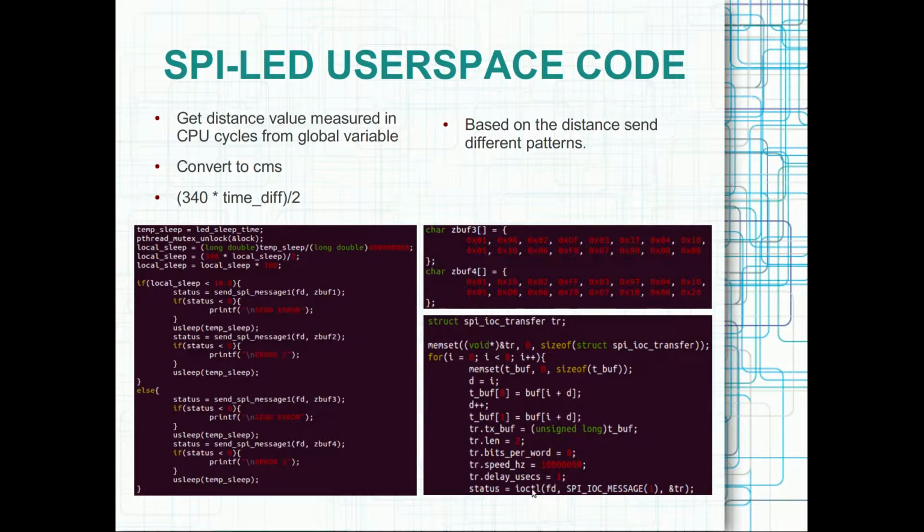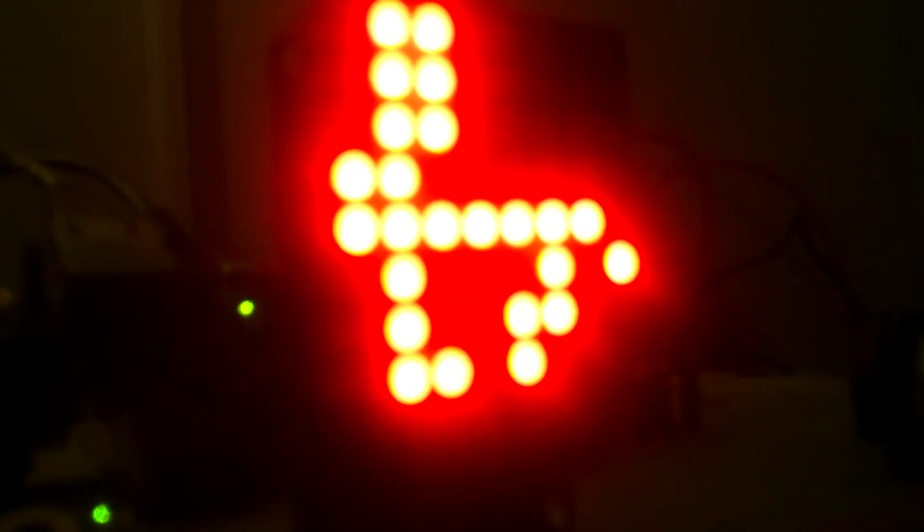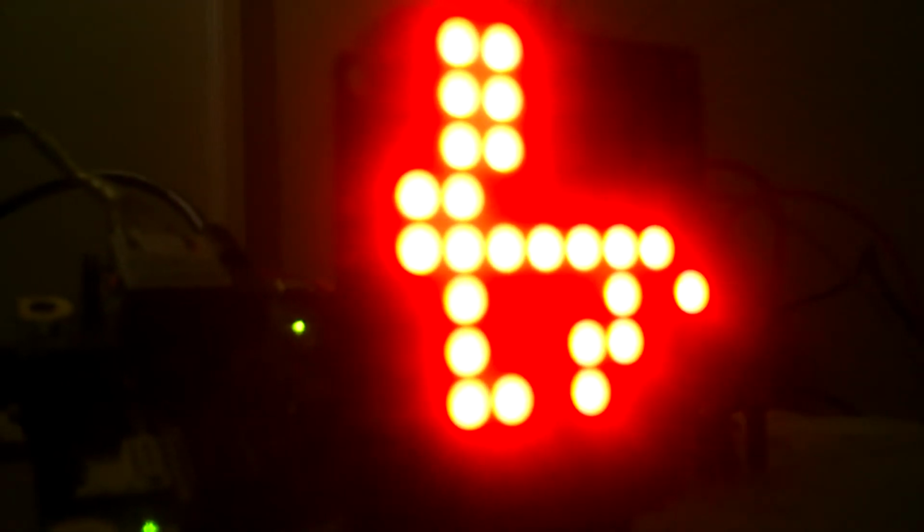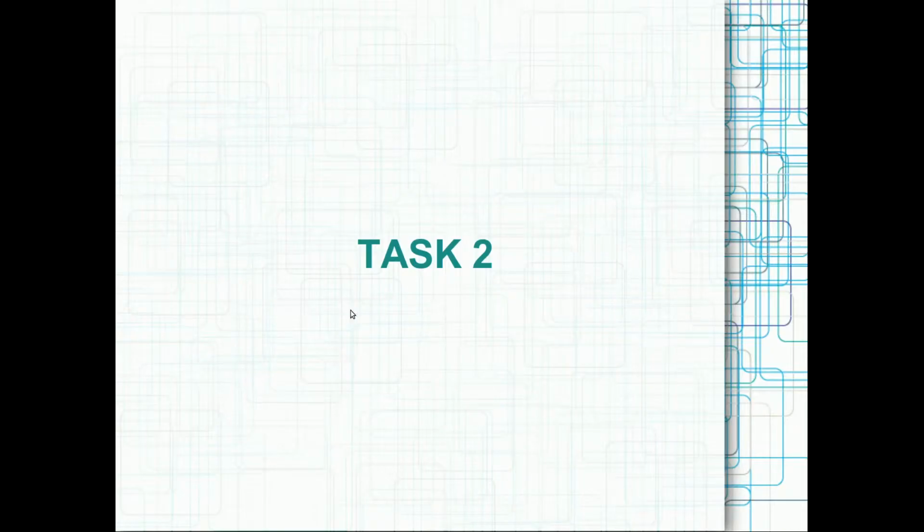Next we can see the output. If you notice here, you can see the dog running, and based on the distance, the dog changes the directions. Yes, here. Okay, task 2.